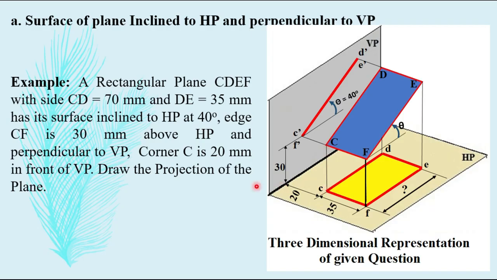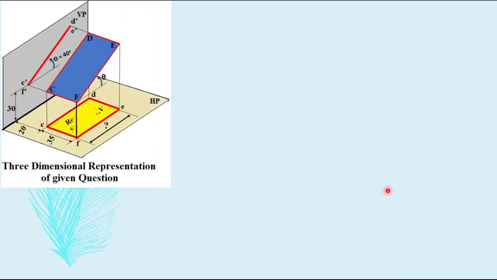We have to draw the projection of the plane. Now as you can see in this 3-dimensional representation of the question, due to the inclination of the plane, we don't know the length of this top view. Because of this inclination, it will be less than 70 and how much reduced it will be, we don't know. So you cannot draw directly any of these 2 views because the basics is you have to draw that view first where you get the true shape. So this is a reduced shape. Now let us look at what is to be done.